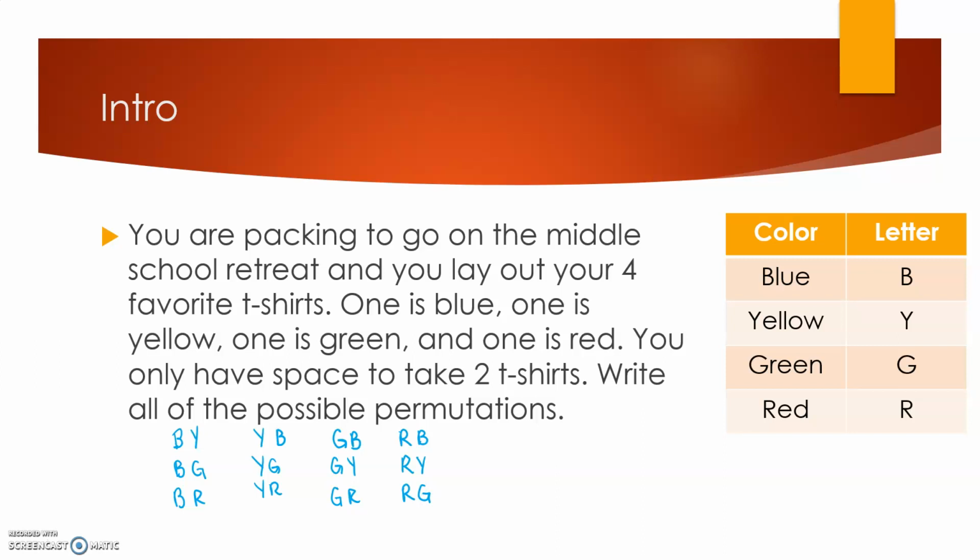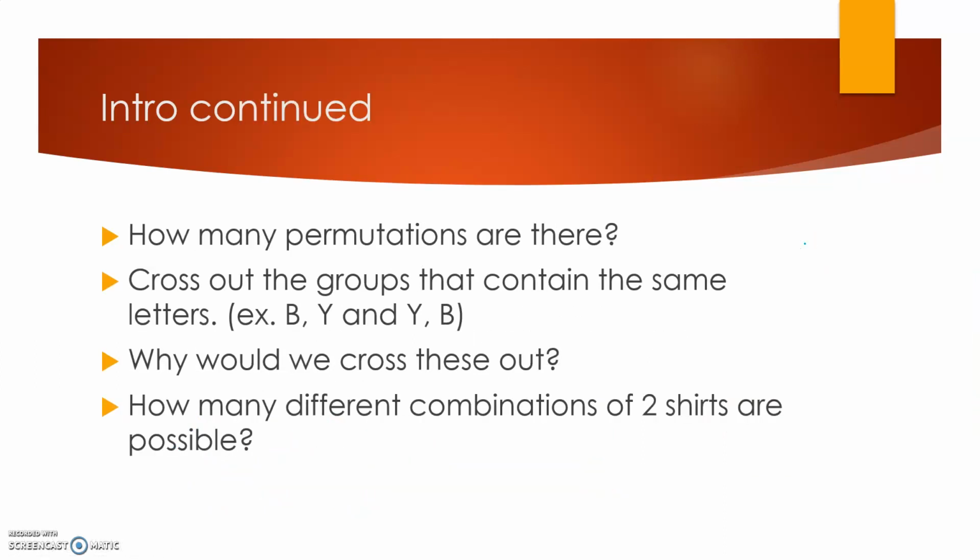And we know that we have 4 options, but we're only taking 2. So we're not doing 4 factorial completely. We're doing just the first part of it. We're doing 4 times 3, which would be 12. So we've got 1, 2, 3, 4, 5, 6, 7, 8, 9, 10, 11, 12. So that is correct. So how many permutations are there? We just said 12. Cross out the groups that contain the same letters.